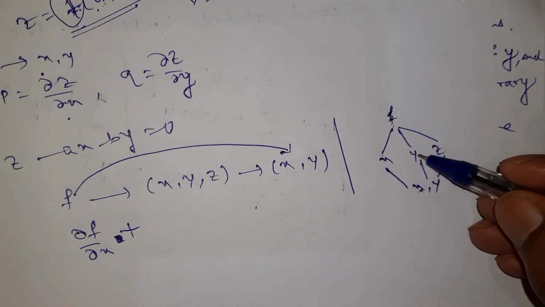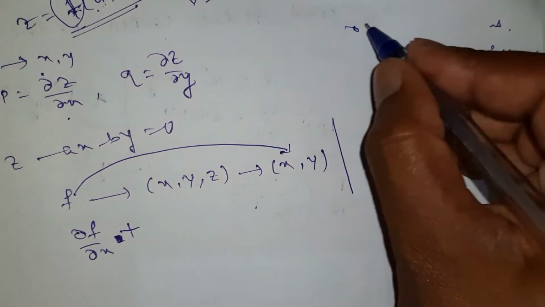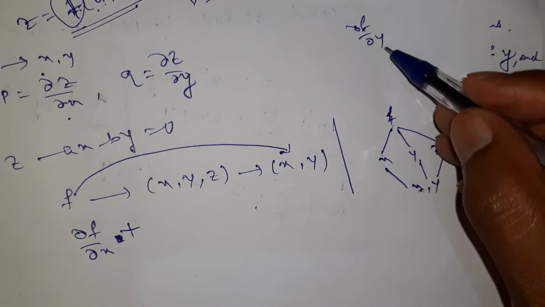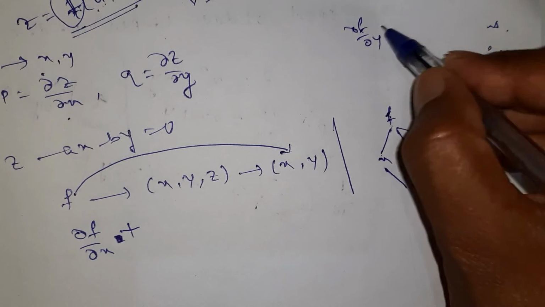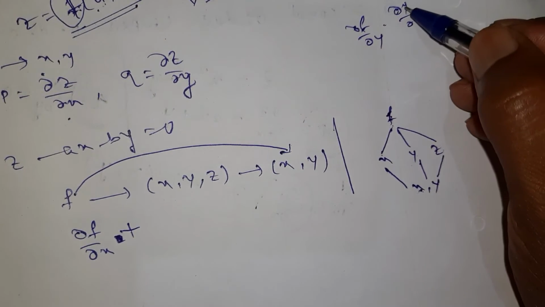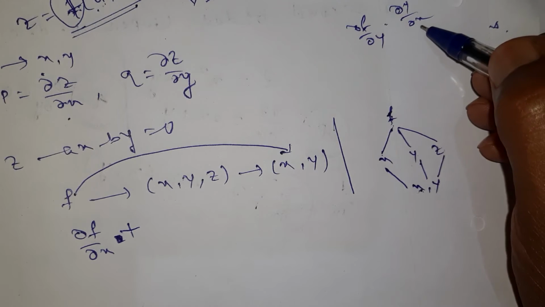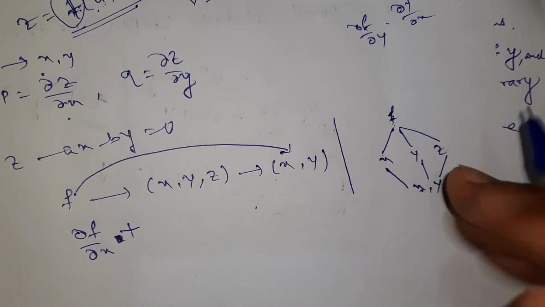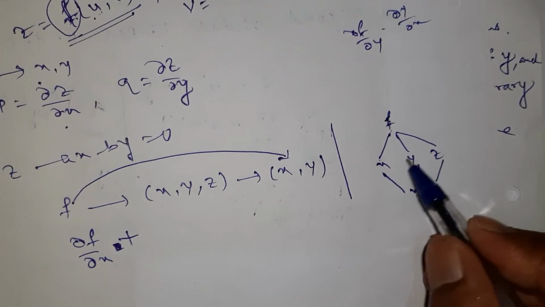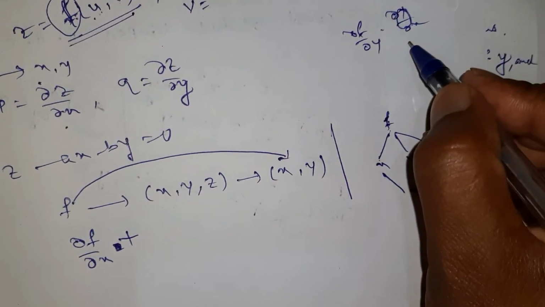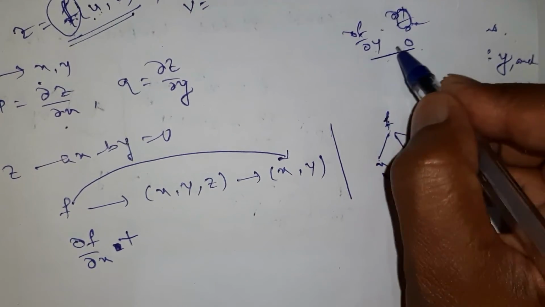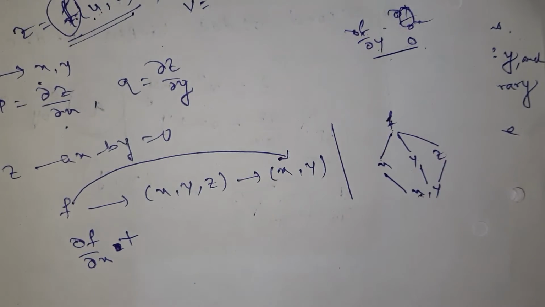f to y means I am writing here dou f by dou y into dou y by dou x, right? But for the derivative of y with respect to x, whenever we take a partial derivative, I have to take y as a constant. So what is the derivative of a constant? It is 0. So dou f by dou y into 0 means this term is 0. There is no such path.